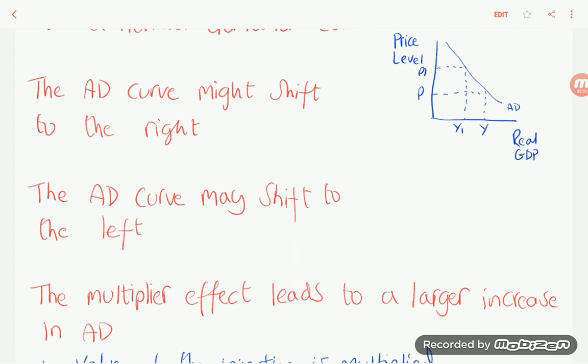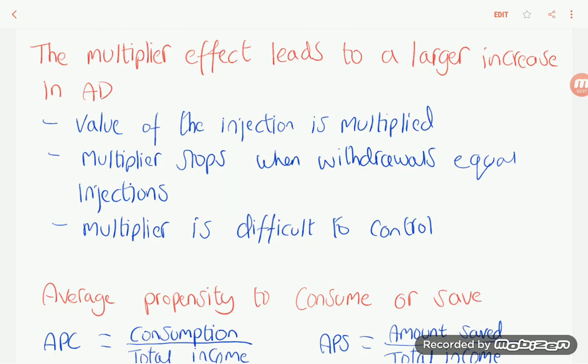Now, I have not drawn the aggregate demand curve shifting to the right or shifting to the left in this video, as I felt that it was pretty self-explanatory. The multiplier I've explained in more detail in my circular flow of income video. However, let's look at the multiplier again now. The multiplier effect leads to a larger increase in aggregate demand.